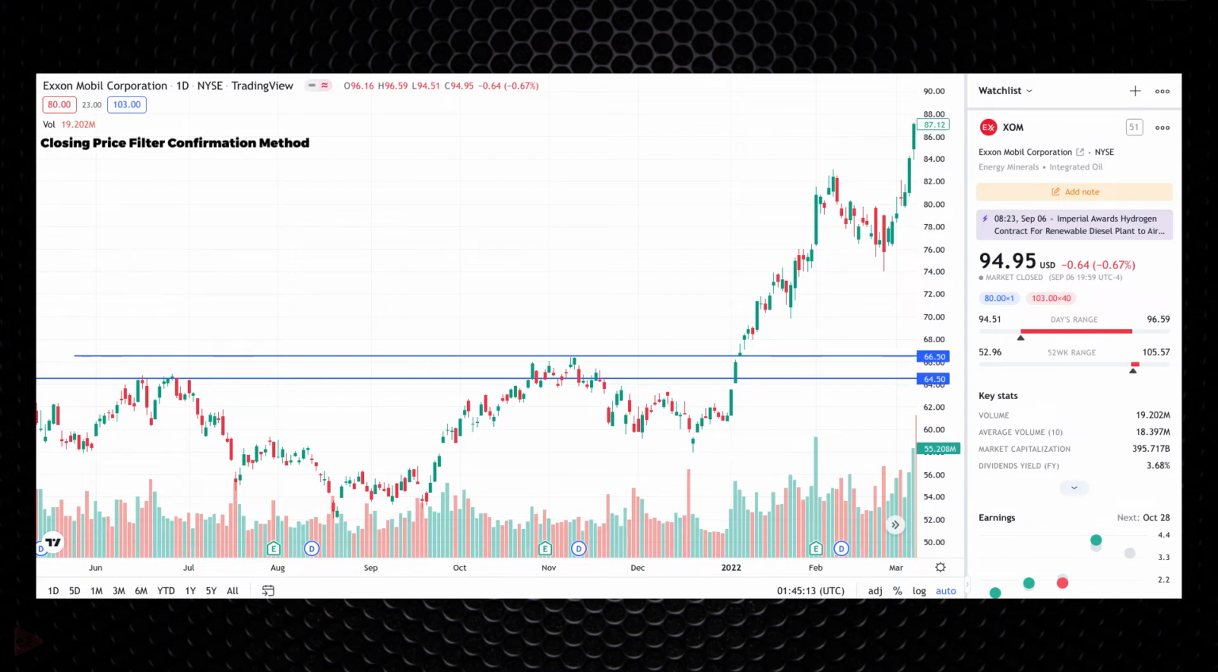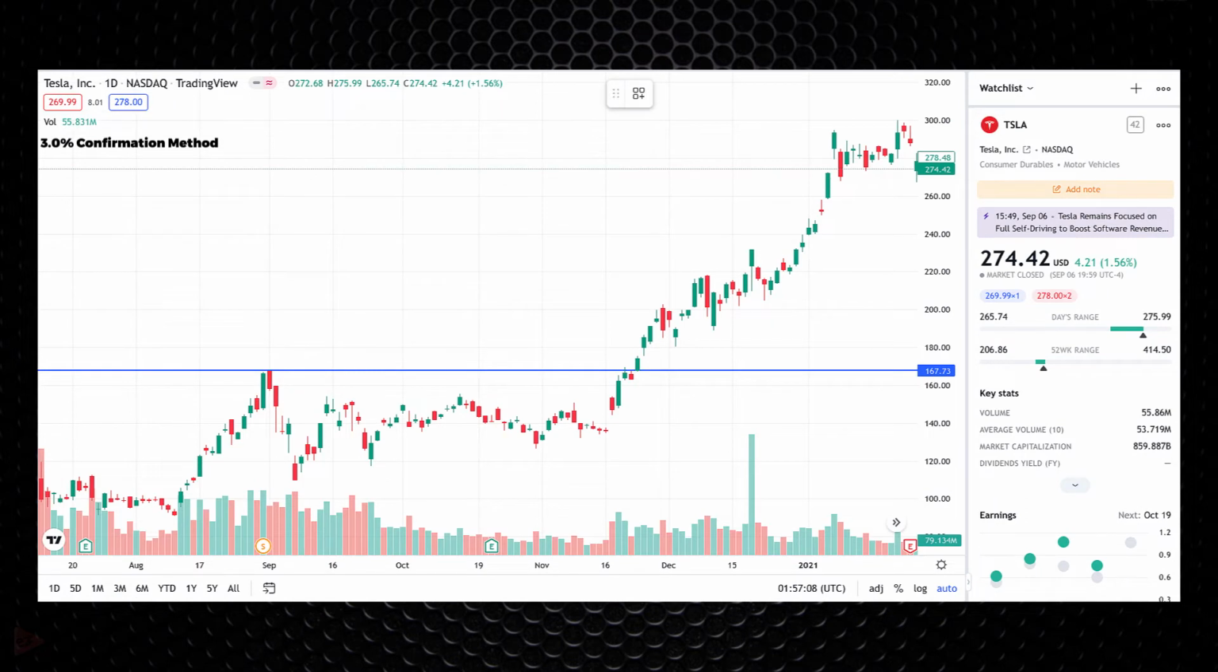So let's see on a chart you have a breakout. The stock then has to close above the resistance line 2 periods in a row. And if the price closes above the resistance twice in a row, that gives a much higher probability that the breakout is true. The second breakout confirmation method is the 3% rule.